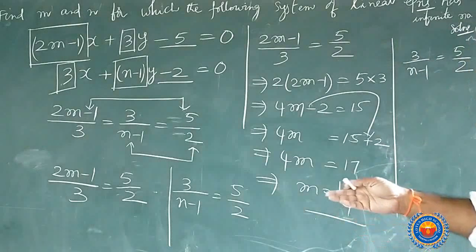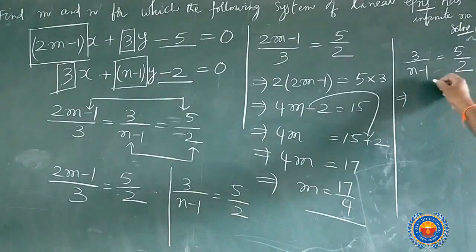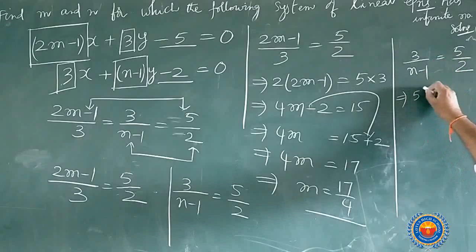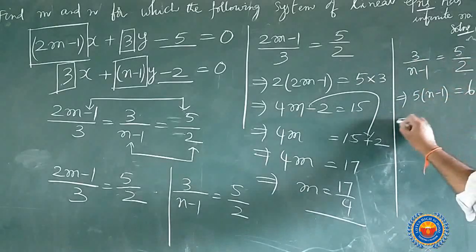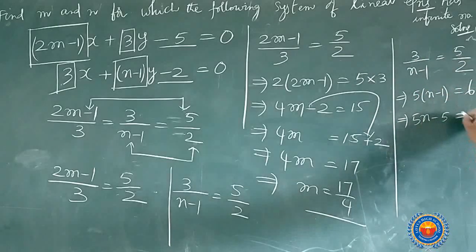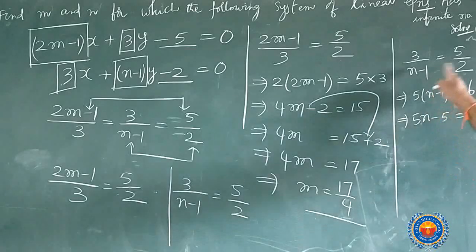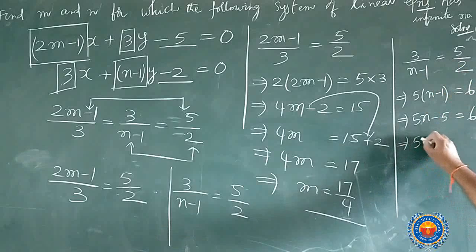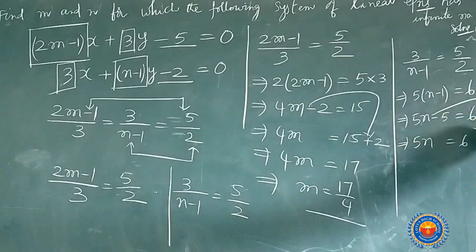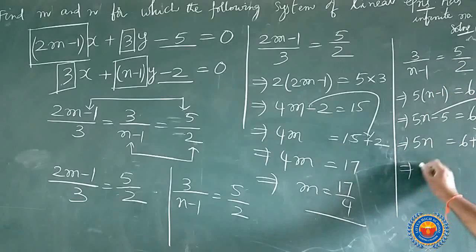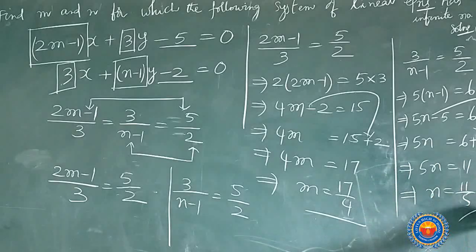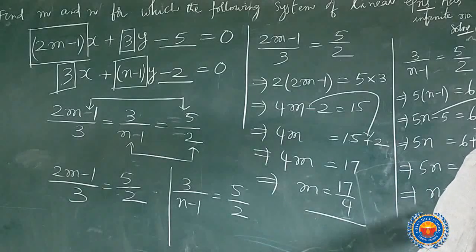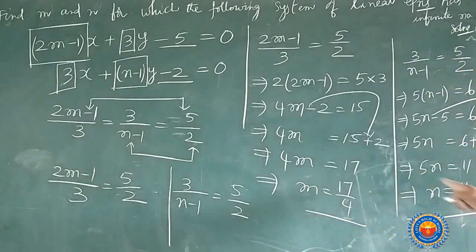Already got the m value. So cross multiplying: 5 into (n minus 1) is equal to 3 twos are 6. 5n minus 5 is equal to 6. Next, 5n is equal to 6, and minus 5 becomes plus 5, so 5n is equal to 11. n is equal to 11 by 5. Here this is the n value, this is the m value: m is equal to 17 by 4, n is equal to 11 by 5.